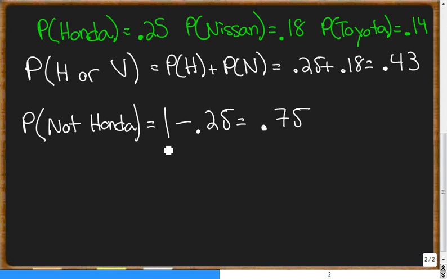Now, any kind of combination that we want to do based on these numbers is fine. We just need to make sure that we don't have any overlap in our probabilities. And we'll learn how to look for that in the next couple sections.